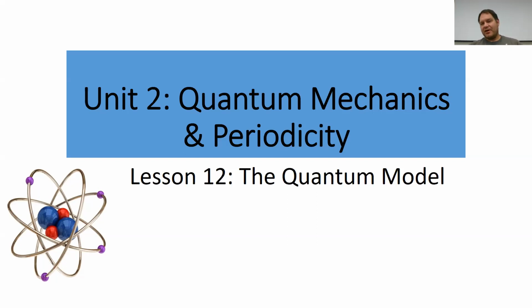So today's model, the current model that we hold to, the quantum model or the electron cloud model or the wave mechanical model, all of those take into account that the electron is both a particle and a wave at the same time, and Heisenberg's uncertainty principle. So without further delay, let us dive into our current model, the wave mechanical model of the atom.